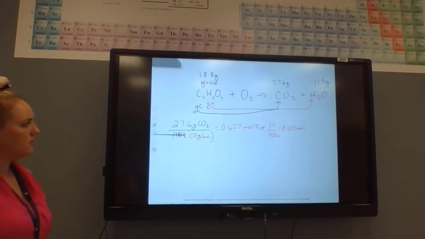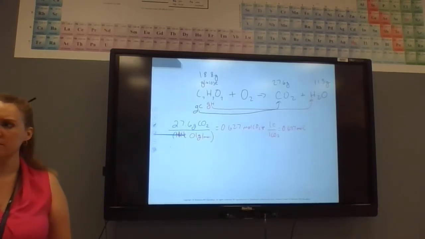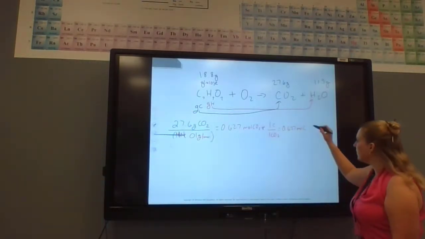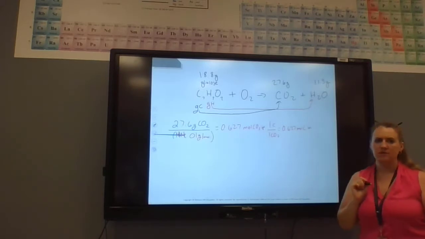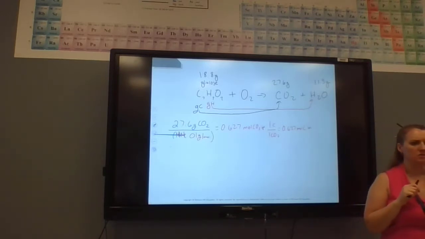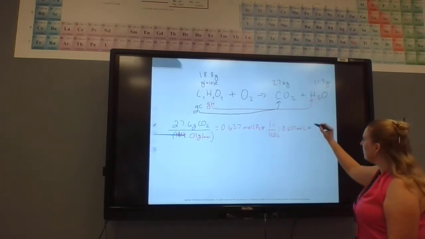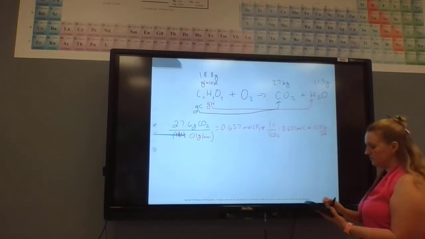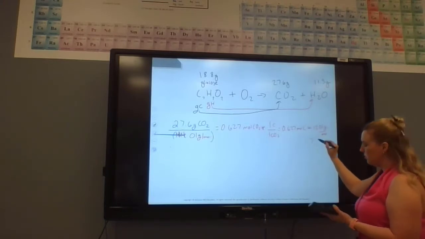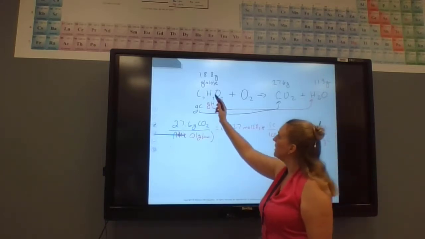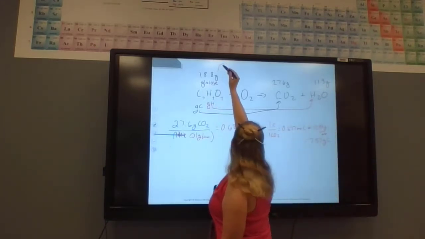How do we then get moles back to grams? Good, multiply by the molar mass. So am I multiplying by that 44 again? No, because now I'm just what? Carbon. So I'm just going to multiply by the mass of carbon, 12.01 grams per mole. And we now know that we have 7.530 grams of carbon. So of those 18.8 grams, we now know 7.53 is carbon.